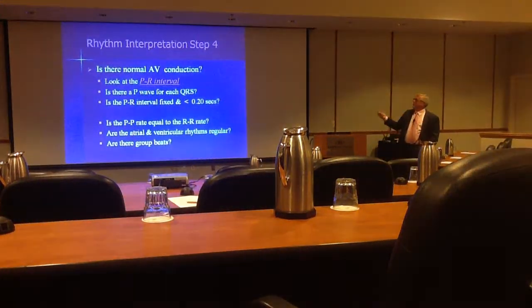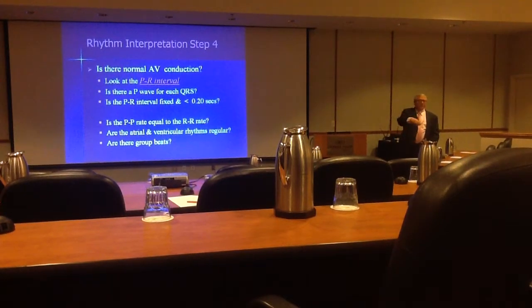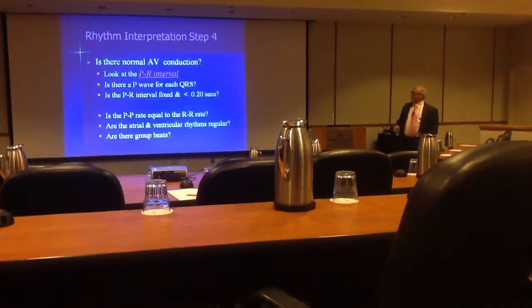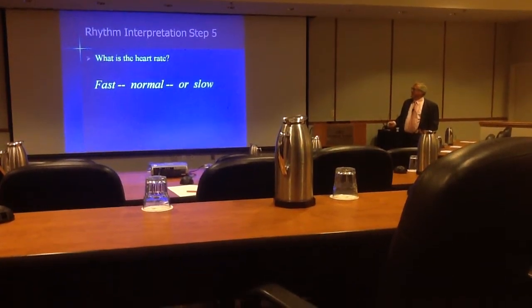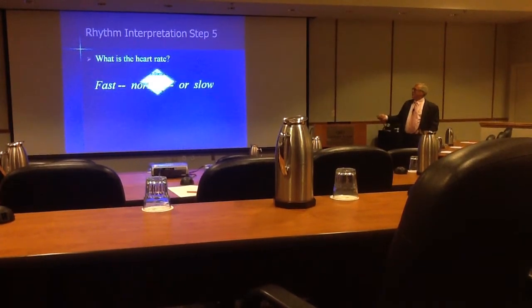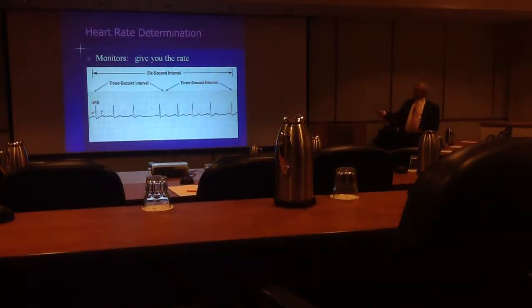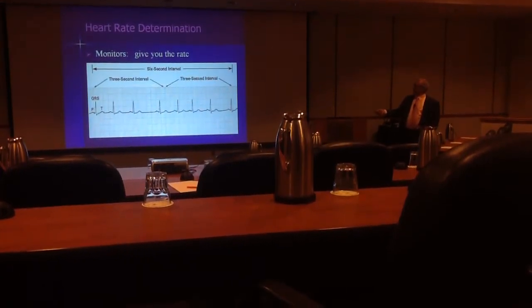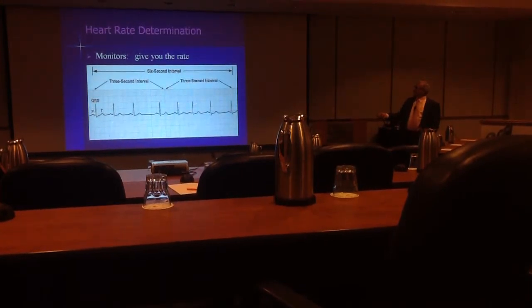And then we want to see if what's going on in the atria is reflective of what's going on in the ventricle. And that's going to be determined by your PR interval. And then finally, what's the heart rate? Is it fast? Is it normal? Is it slow? And you can either look at your monitor, or if you don't have a monitor, you just have a strip. There'll be these little lines on here, that's 3 seconds. So just count the number of beats in 3 seconds, and multiply that by 10, that gives you your rate for a minute.